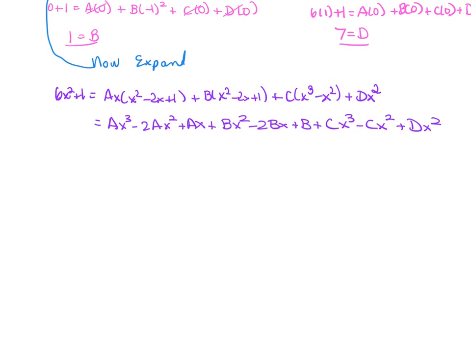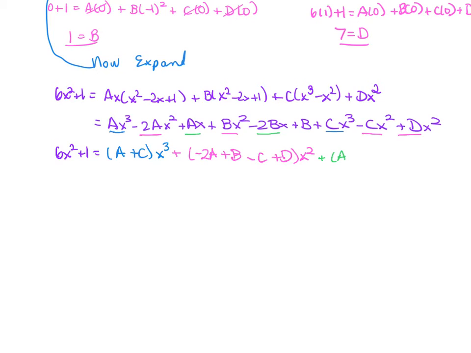Now that we're this far, we want to group like terms together. So 6x squared plus 1 equals, let's do the cubes first. We have Ax cubed and Cx cubed, so we have (A plus C) times x cubed. Next, let's look at our squares: Ax squared, Bx squared, Cx squared, and Dx squared. So this is (A plus negative 2A plus B minus C plus D) x squared. Next, the x terms: Ax and Bx, so plus (A minus 2B) times x, and then the last one is plus B.